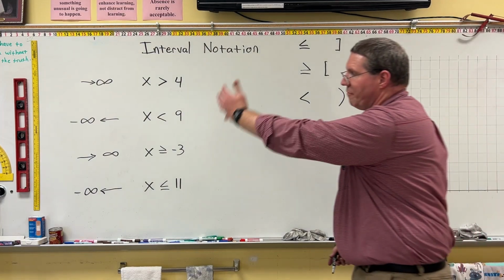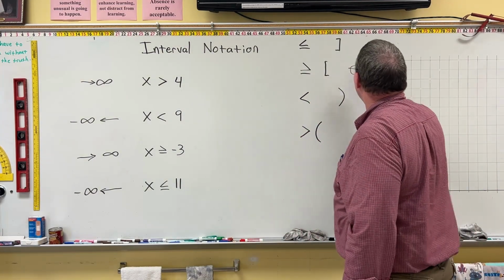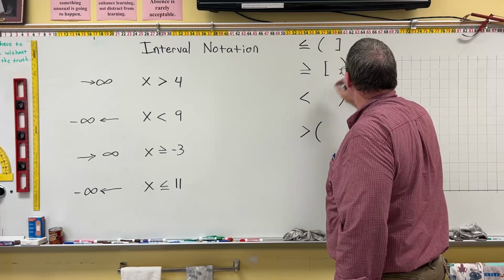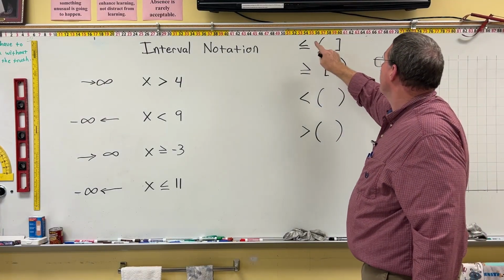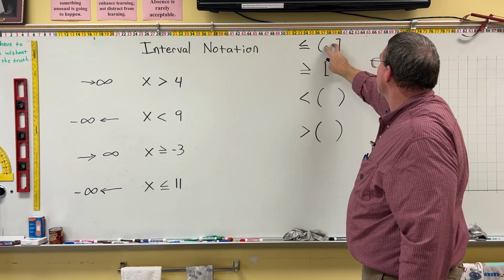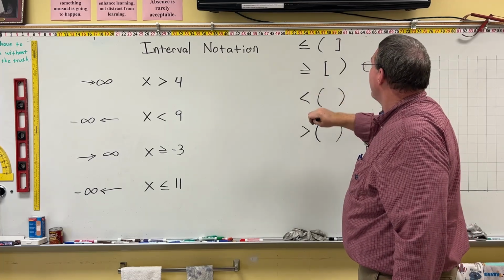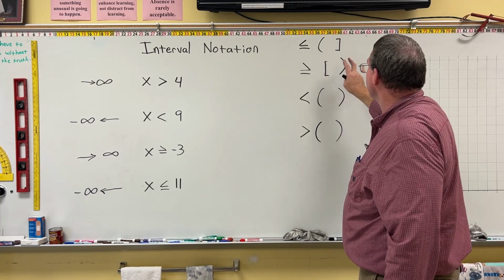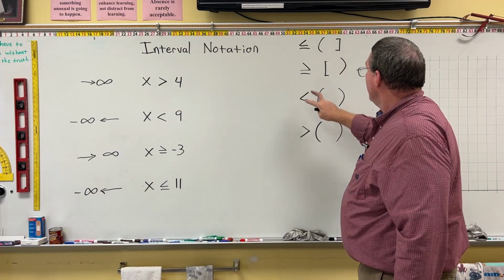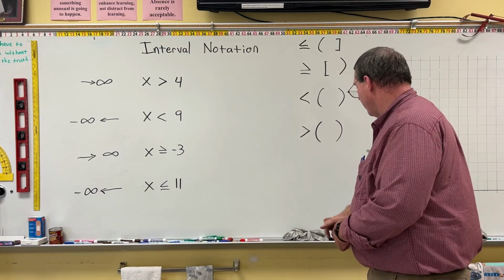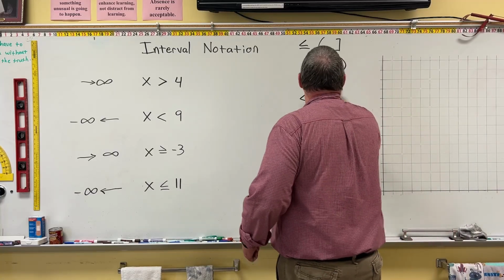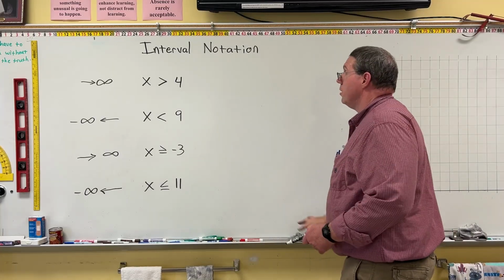Then we're also going to have the infinities, and every time we have infinity, we include a parenthesis. So when we have a less than or equal to, it's going to be a parenthesis, then some stuff, then a bracket. Greater than or equal to is going to be a bracket, then some stuff, then a parenthesis. Less than is going to be two parentheses, and greater than is going to be two parentheses. Okay? So let me show you really quick how these are going to look.